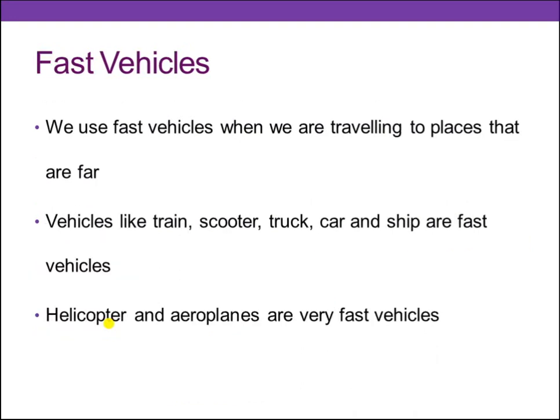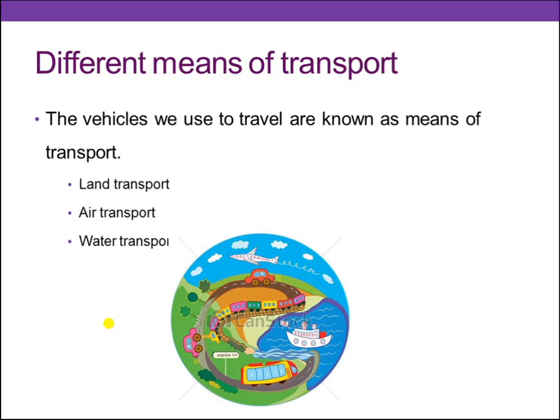Next, let's see fast vehicles. We use fast vehicles when we are traveling to places that are far. To reach the place quickly, we use different fast vehicles. Vehicles like train, scooter, truck, car, and ship are fast vehicles. And helicopter and aeroplane are very fast vehicles. Okay? Yes.